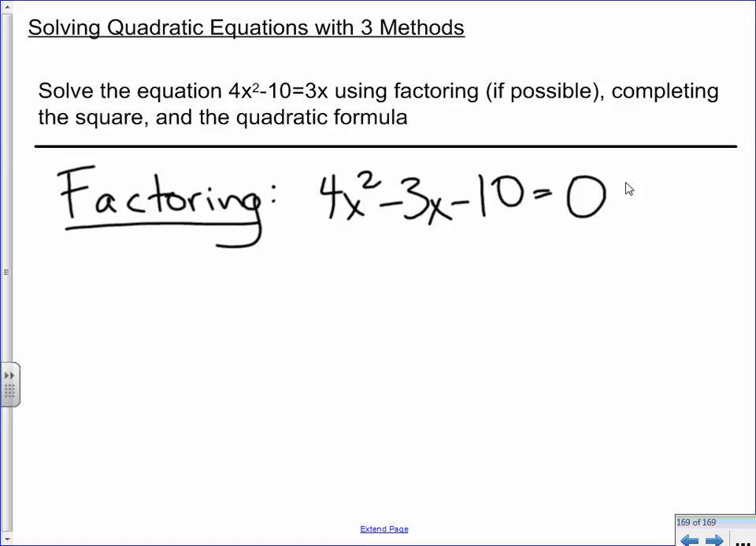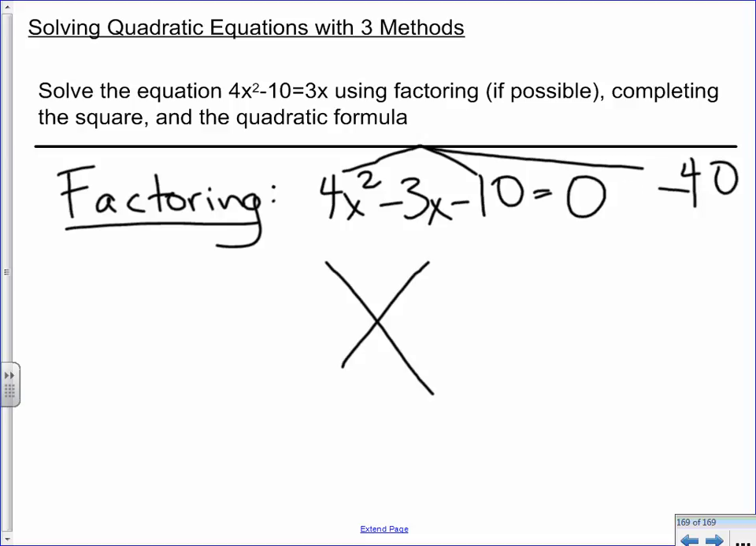Okay, now this is one of those tricky problems to factor. So I'm going to make my x right here. And what I need to remember for factoring is I have to multiply these two numbers together. So 4 times -10 to get what goes up top. So that's -40. So I have -40 up top, and I put the -3 down bottom. Okay, so we need some numbers that multiply to -40, but add to -3.